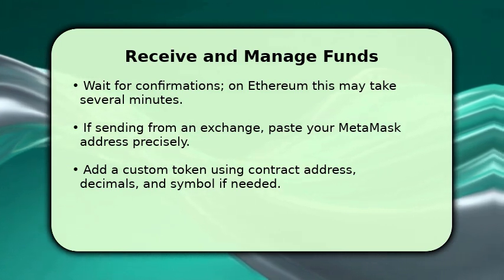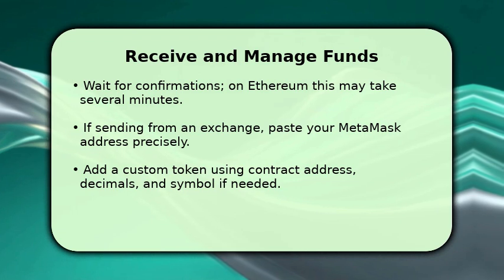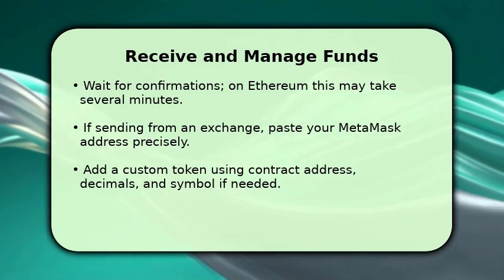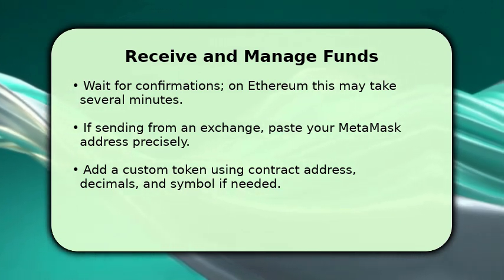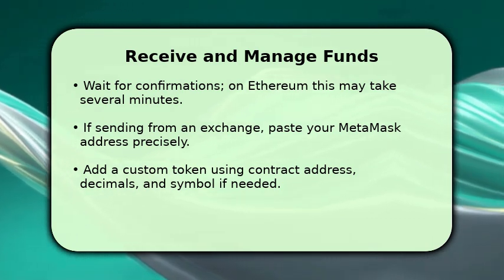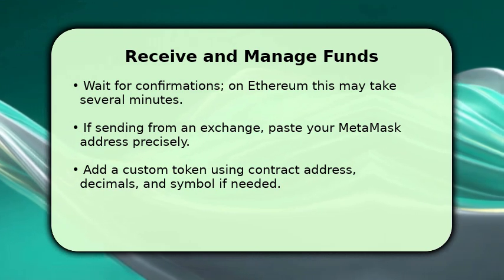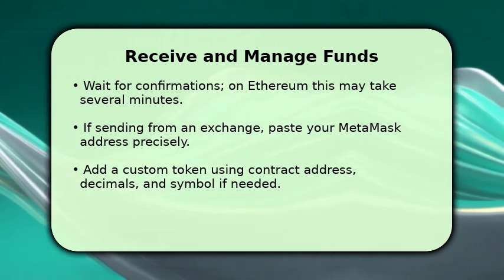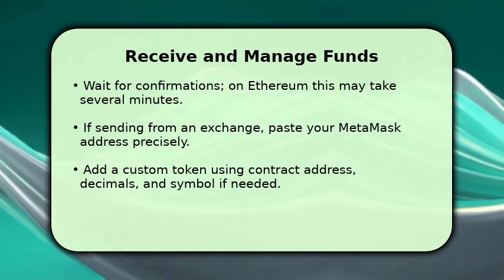If sending from an exchange, paste your MetaMask address precisely and choose the correct network to avoid lost funds. After funds arrive, check your balance and transaction history inside MetaMask. If a token does not appear, add it manually. Add a custom token using the token contract address, decimals, and symbol.